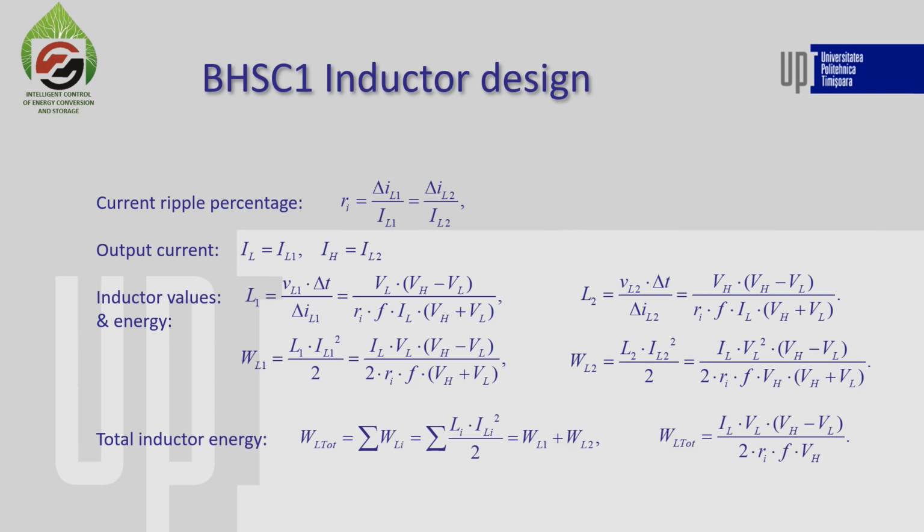In the end, by calculating the total inductor energy, we see that we actually have the same inductor energy as the conventional buck-boost converter, which is of course a positive aspect, because this converter can achieve a much wider voltage range with the same inductor volume as the conventional buck-boost converter.